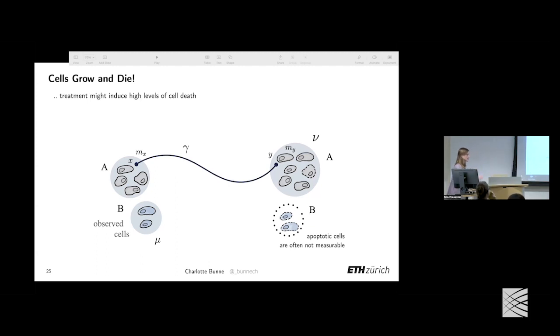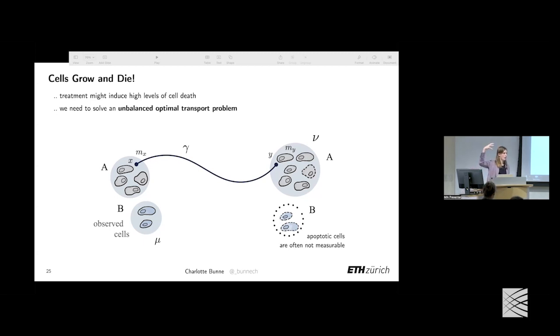This is of course difficult if we have cell death, because we do not see apoptotic cells, as they are often not measurable. So we just have a quite unbalanced problem, an unbalanced optimal transport problem. And if cells are going to grow, then we also have an increase in another part of the space where we have a high level of proliferation. So now we need to somehow account for the fact that our problem is not balanced anymore. We have cells which we would push through the map, but which are not even present anymore in the data because we cannot measure them.